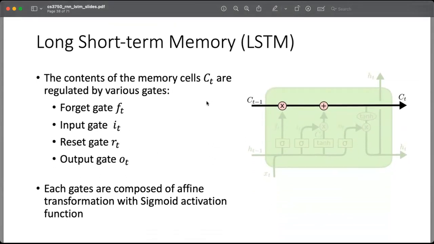So typically, these cells are regulated by some gates. There's something called a forget gate, an input gate, a reset gate, and an output gate. And obviously the output gate is the one which is important for the output to the next layers. Each gate is composed of different transformations with sigmoid-type activation functions. And often this is either the sigmoid or the tanh function. These are the most common ones.